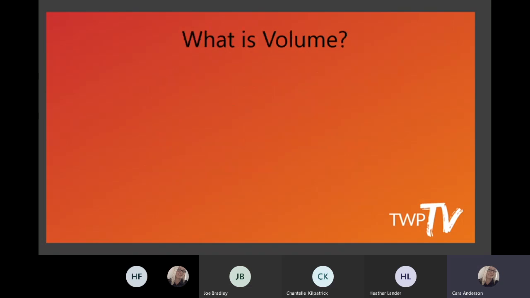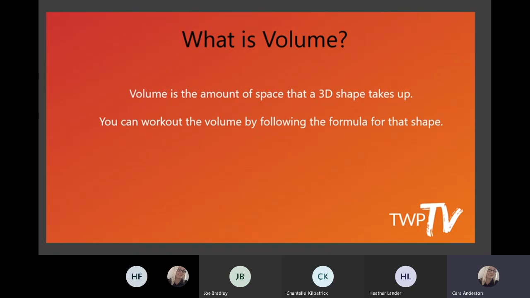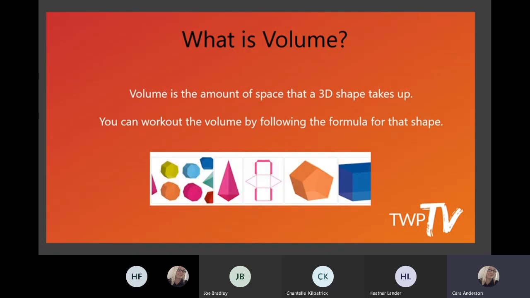Okay, so that leads us nicely on to, now we know a little bit about formulas, volume. Volume is basically the amount of space that a 3D shape takes up. You can work out the volume by following the formula for that particular shape, and they're all going to have different formulas. So you need to practice and remember what the different formulas are for the different shapes, because sometimes they're nice and they may give you a formula for a circle or maybe a triangle if you're very lucky, but definitely your basic shapes they're not going to. But I would just play it safe and make sure you know all of them.